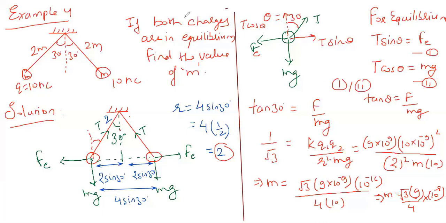So what we can see here is that we have simply applied Coulomb's law and some concept of equilibrium. In 11th class, we have studied equilibrium concepts. It tells us that whenever equilibrium is there, the net force will be equal to 0. Those concepts we have combined with Coulomb's law, which tells us the force between two charges, and then we were able to solve this question. So I hope everyone is clear about this question.